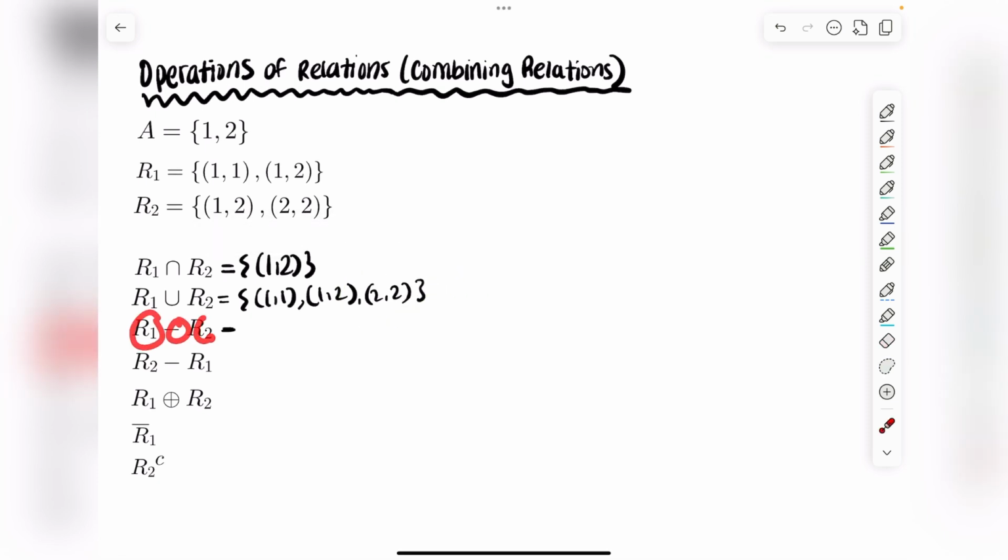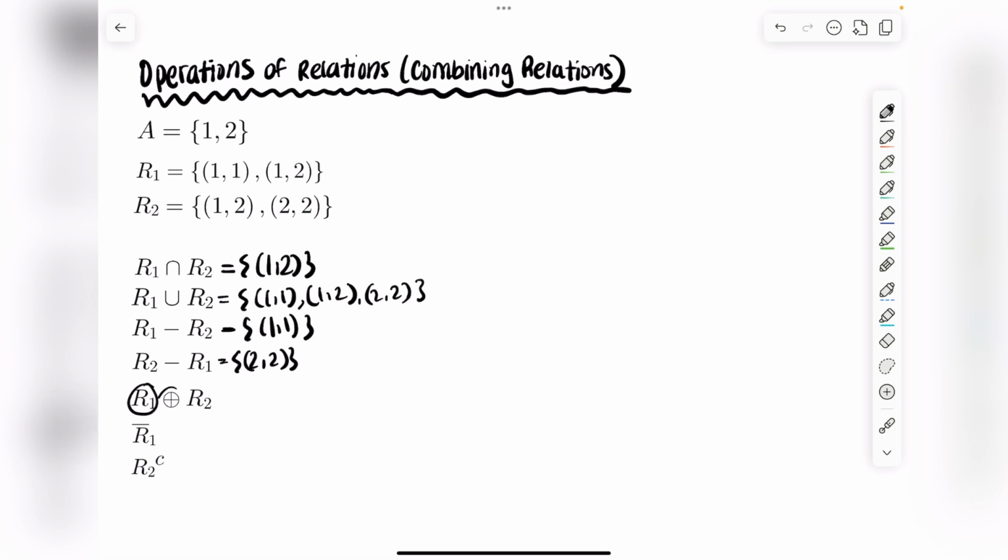Here we have R1 minus R2. That means you're going to write all of the pairs that are in R1 unless they're in R2. So the only pairs in R1 are these, but this one is in R2, so we don't include it. So the only thing we're going to include is (1, 1), and that's it. Here we have the opposite, everything in R2 except if it's in R1. So everything in R2 are these two, but this one is in R1, so we don't include it. So the only thing that's left in R2 that we can include is (2, 2).